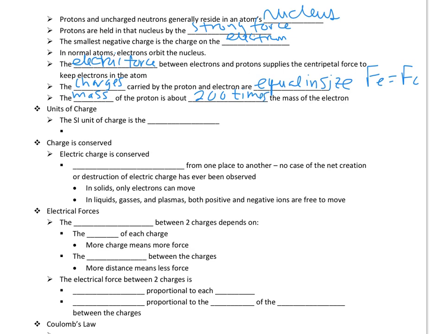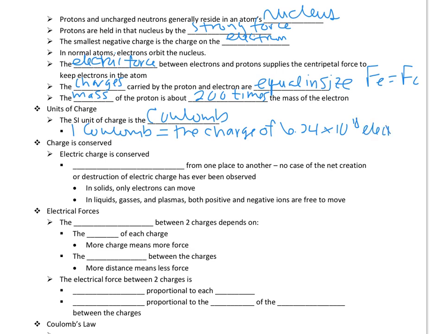So what is charge? The unit of charge is the Coulomb. And 1 Coulomb is equal to the charge of 6.24 times 10 to the 18th electrons. And the symbol for Coulomb is a C.